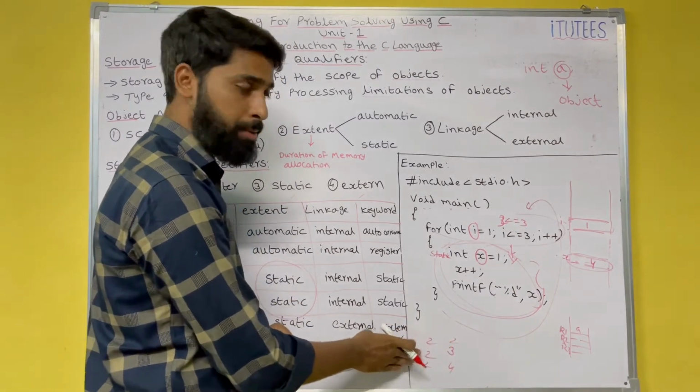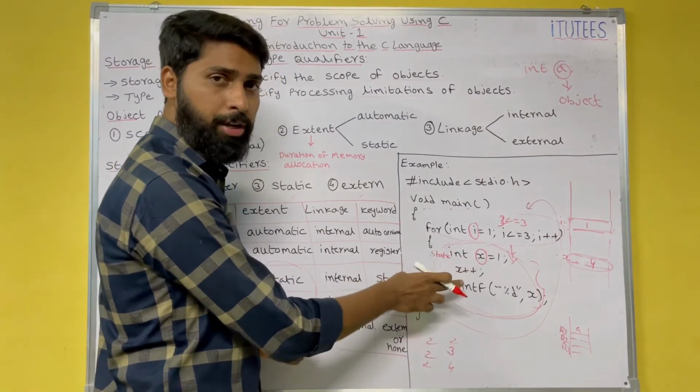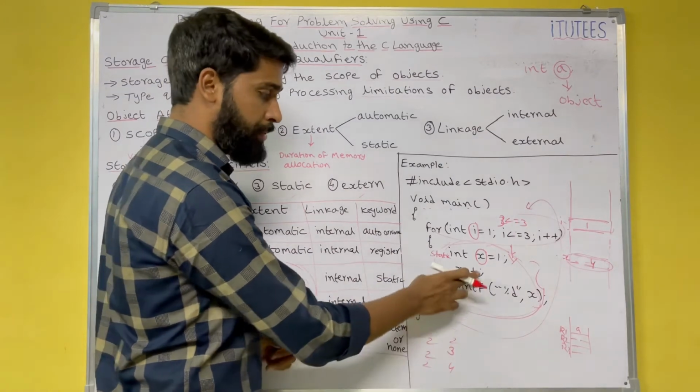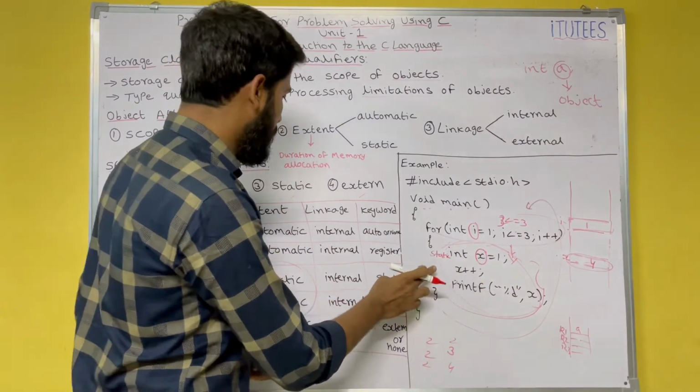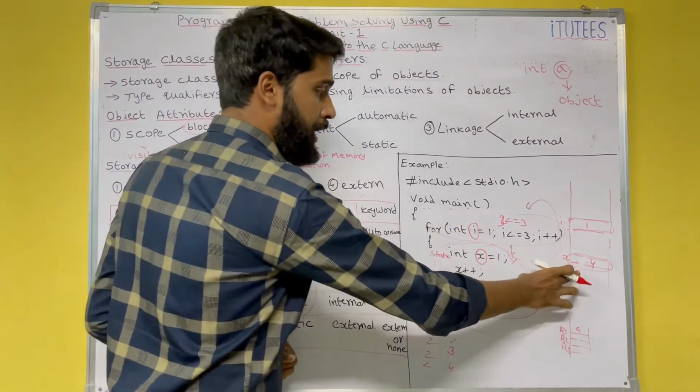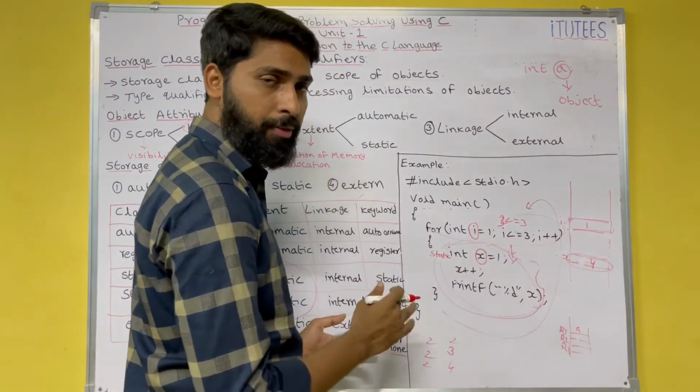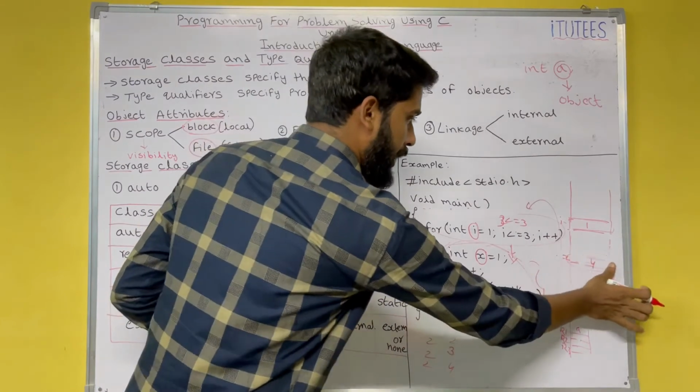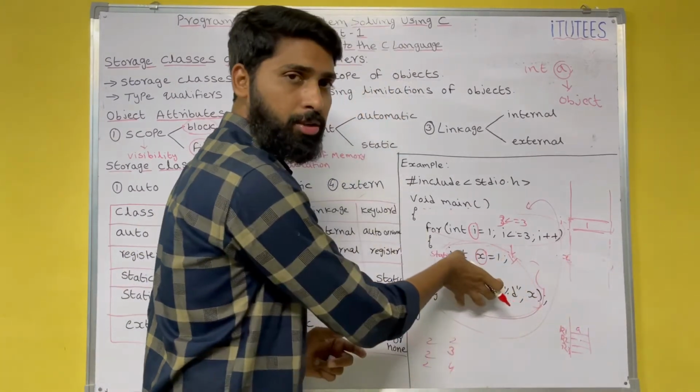Why in the previous example did we get 2, 2, 2, and now 2, 3, 4? In the previous example, x is an auto variable, but now x is a static variable. So the duration of memory allocation is there until the execution of the program. If it is auto, it automatically deallocates when the block is executed.